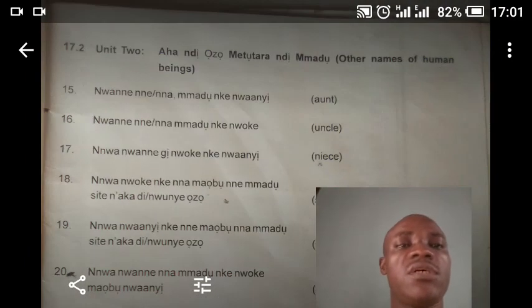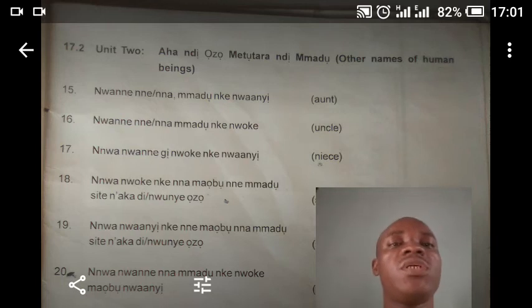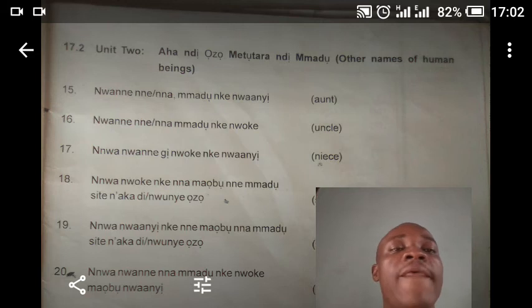These are the names you can see there. Here we're looking at the aha ndị ọzọ metụtara ndị mmadụ, which is other names of human beings. We have number 15, nwanne nne or nwanne nna, mmadụ nke nwanyị, which is aunt. We have the next one, nwanne nne or nna, mmadụ nke nwoke. We have the word uncle.